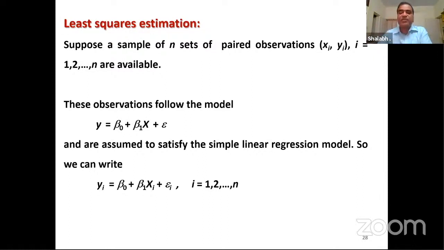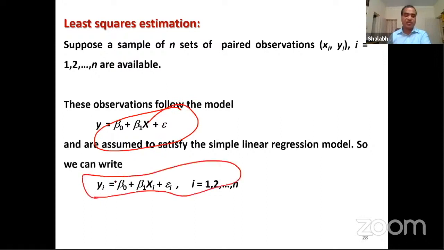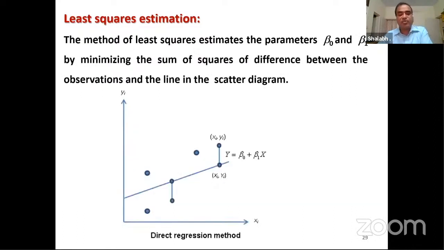Now we assume that we have n paired sets of observations, and we assume that they all follow the model y equal to beta 0 plus beta 1 x plus epsilon. So for every pair of observations, I can write down this model to satisfy the equation y_i is equal to beta 0 plus beta 1 x_i plus epsilon_i. And if you try to plot this, it will look like this.